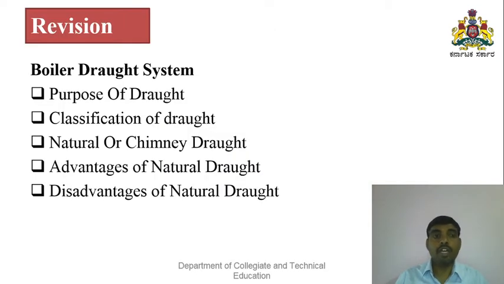In my earlier sessions, I have explained the boiler draft systems. Those are the natural or chimney draft system. I explained the purpose of a draught, classification of a draught, advantages of a natural draught, and disadvantages of a natural draught. These are the concepts I explained in the previous session. I hope you have gone through it and learned something about the boiler draft system.